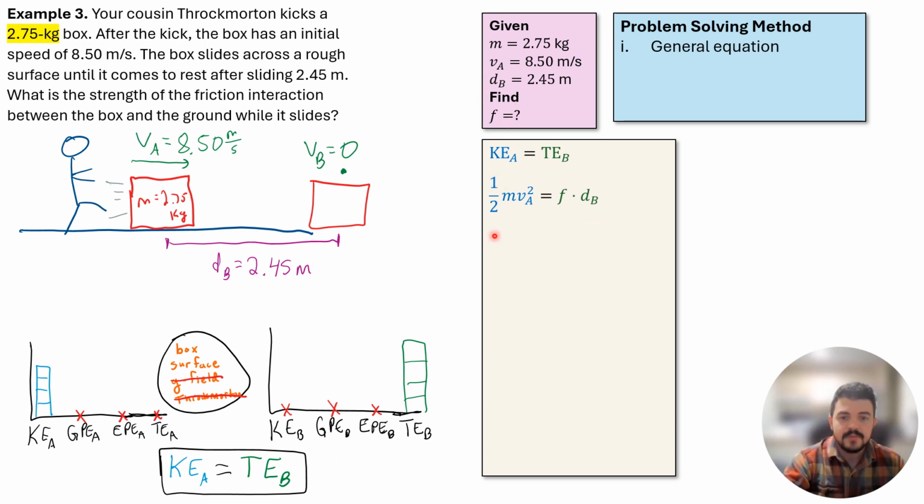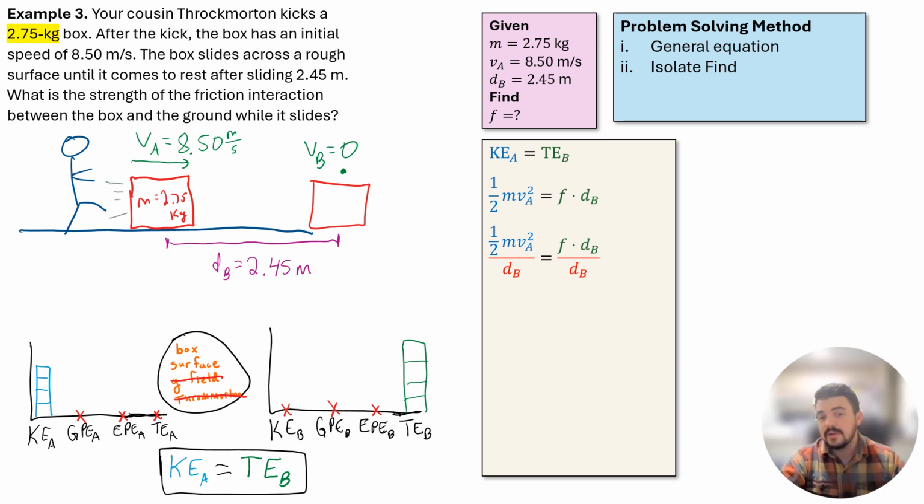I only have 2 terms, so I don't need to worry about addition or subtraction. All I got to do is divide by the distance here so that the friction is by itself. If I divide both sides by the distance traveled by moment B, the distance on the right divides to 1, and I'm left with the mass times the speed squared over twice the distance is equal to the friction.